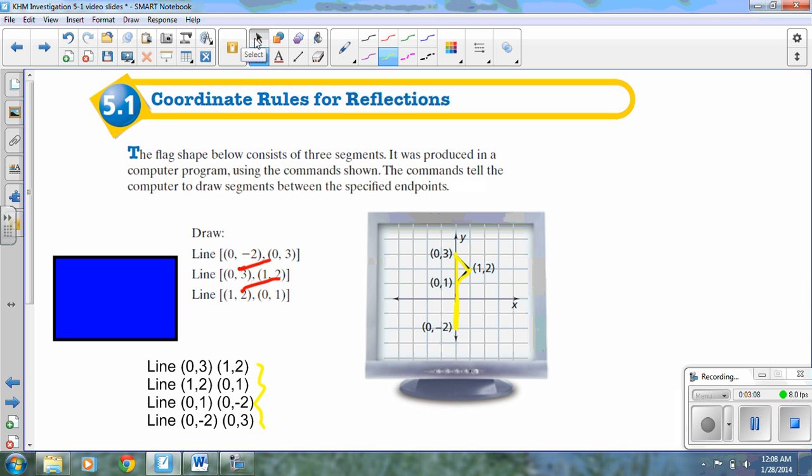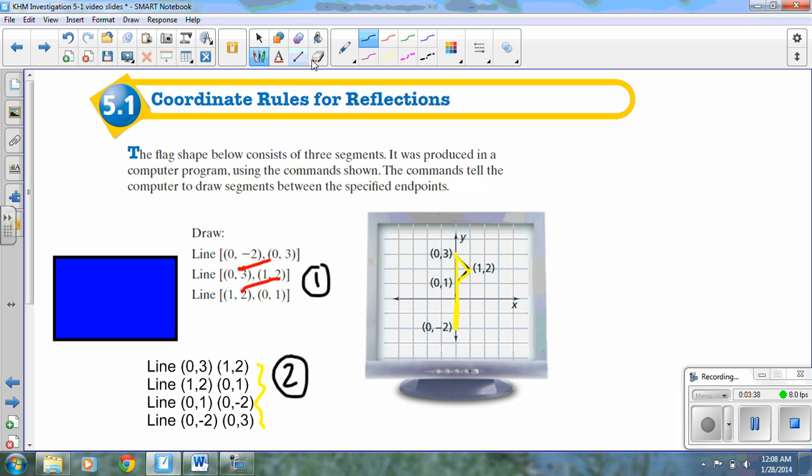Now, these are not the only possibilities. This is just 2 possibilities to make this flag shape. This was the first possibility, the second possibility. On your green sheet, you're going to come up with your own set of commands to make the same flag shape. When you come up with your own, I want it to be different than the 2 that you see on your screen right now.